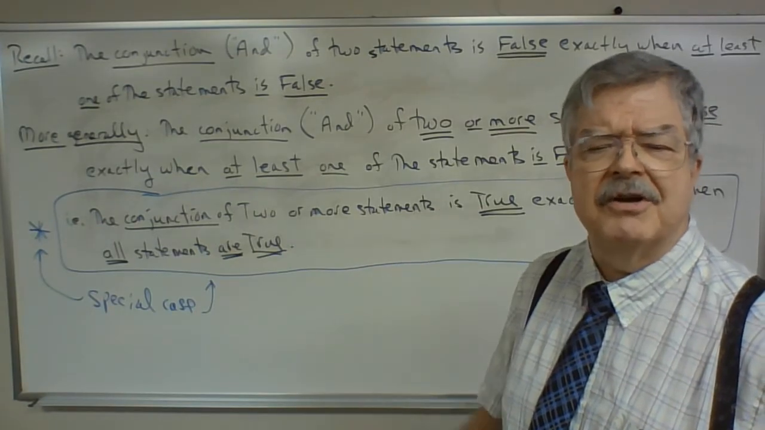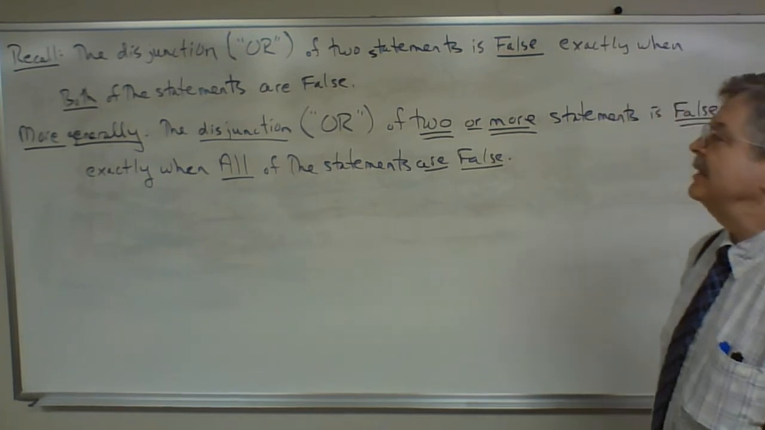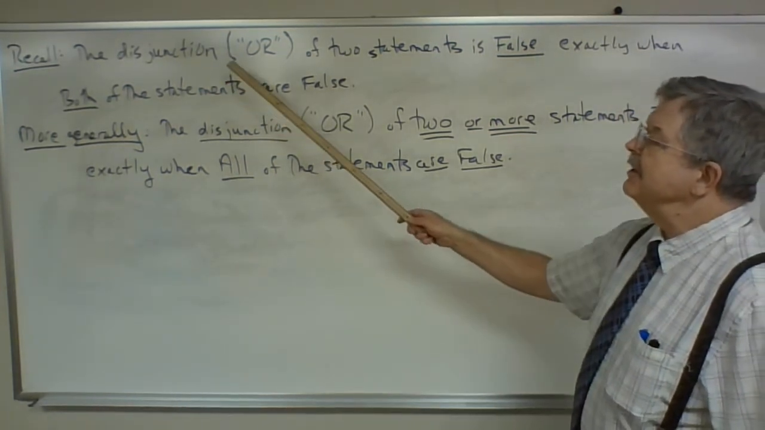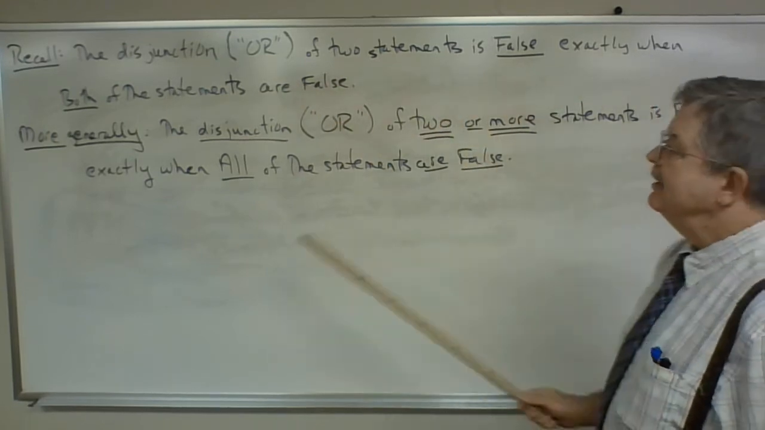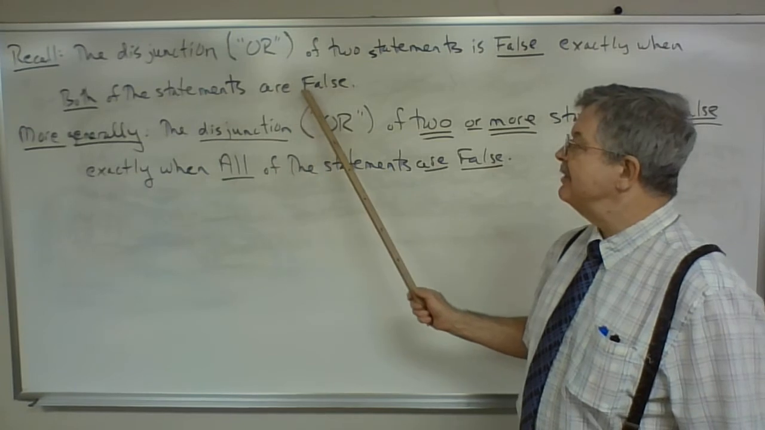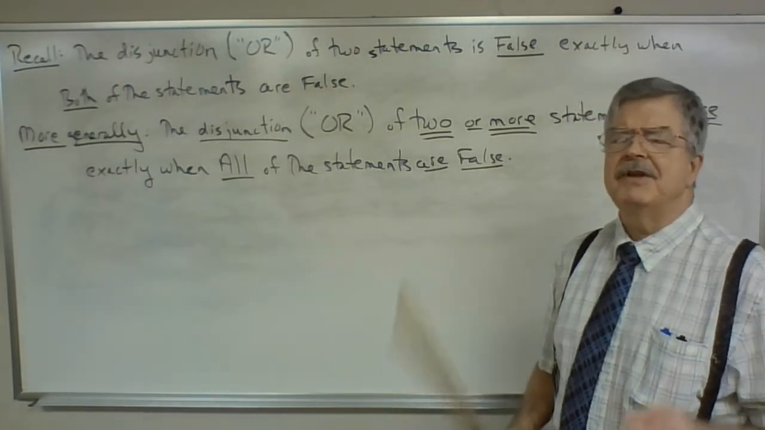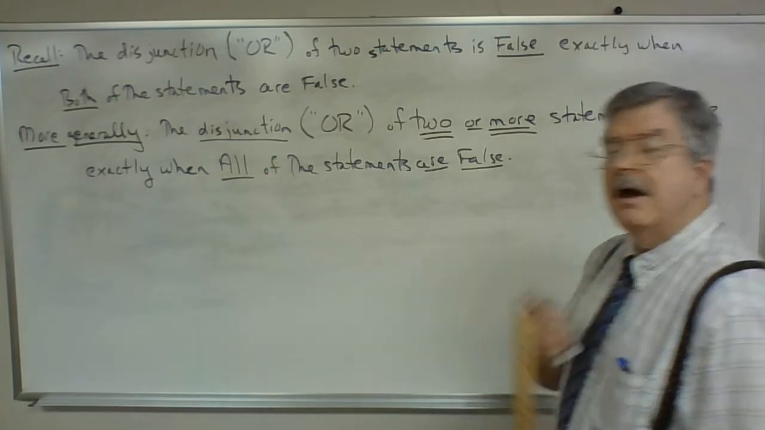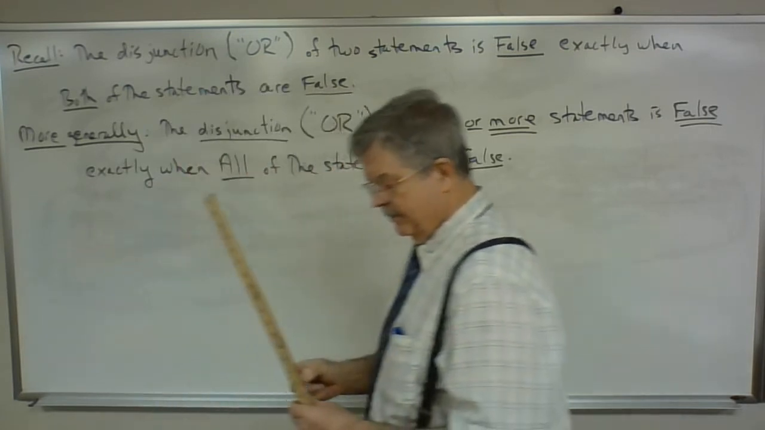generalization with a disjunction. Okay, let's go again. Remember that the disjunction, or the or, of two statements is false exactly when both of the statements are false. The only way that an or statement can be false is if both of the statements are false.